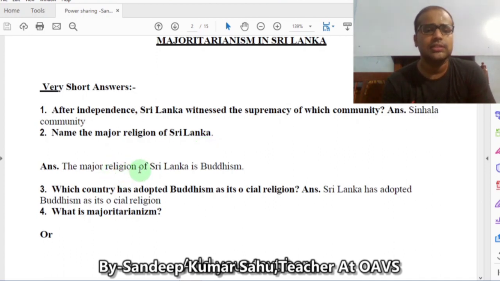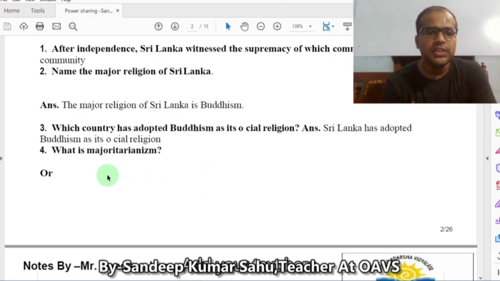The major religions of Sri Lanka: sorry, one of the major religions of Sri Lanka is Buddhism. Which country has adopted Buddhism as the official religion? So Sri Lanka has adopted Buddhism as its only official religion. So in 1956, Sri Lanka announced that Buddhism is the only official religion in the country.